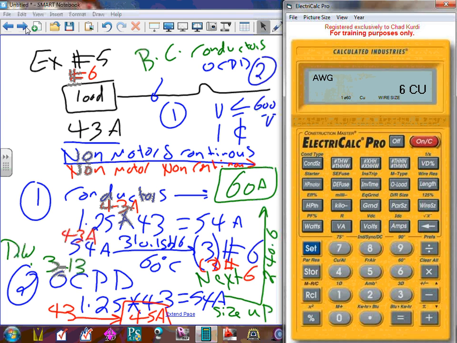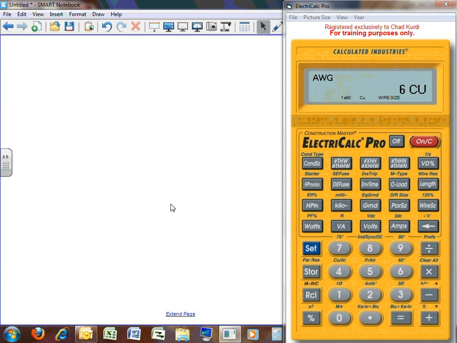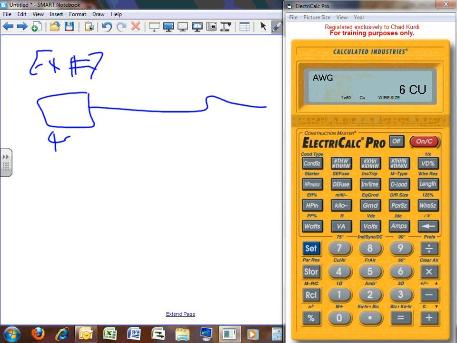So it's not going to be affected. So let's take the same example. That will be example number 7. Same example. Here's my load. What is it? 43 amps. And I need to size this. Number 1, this we already sized, guys. What was it based on? Continuous load. And this is continuous. Based on continuous load, that was 60 amps, right?